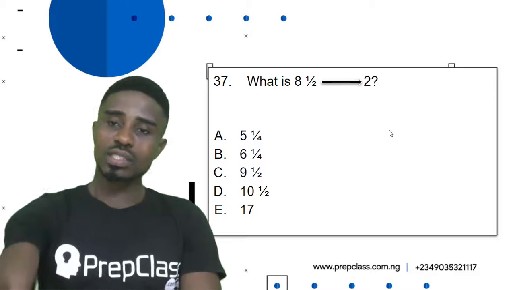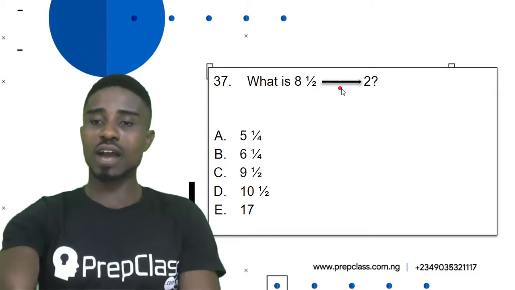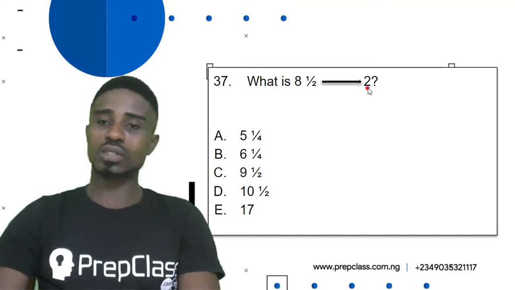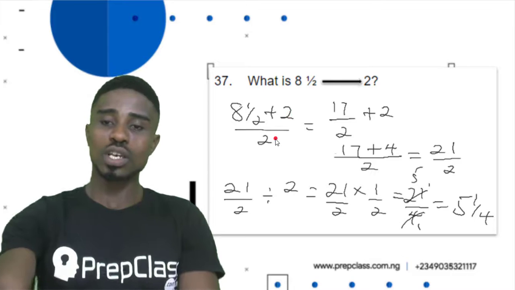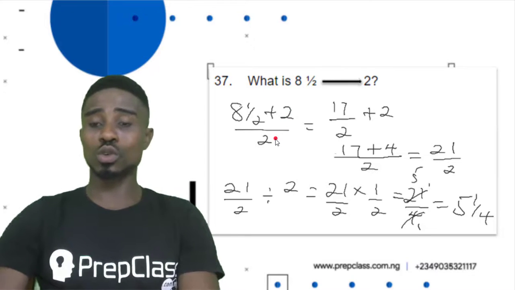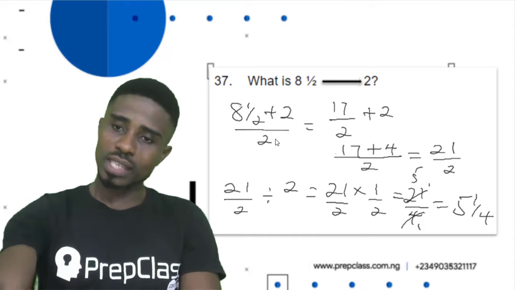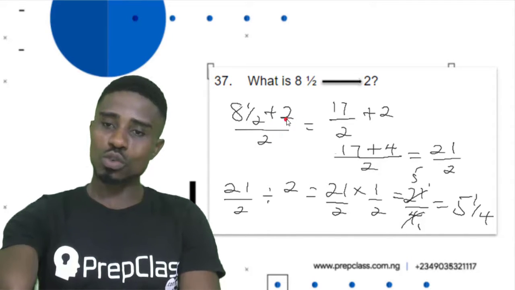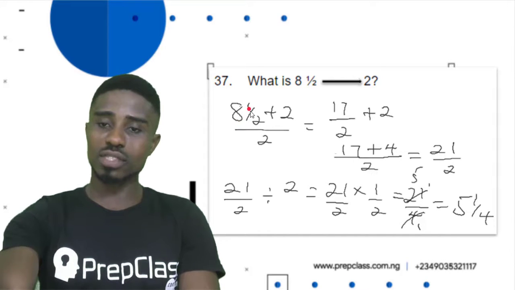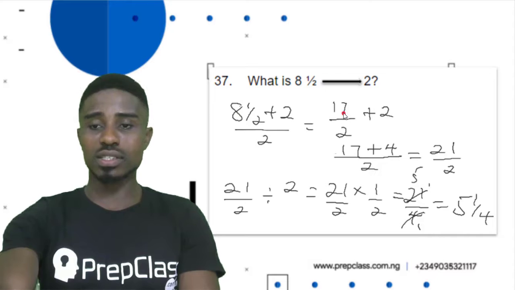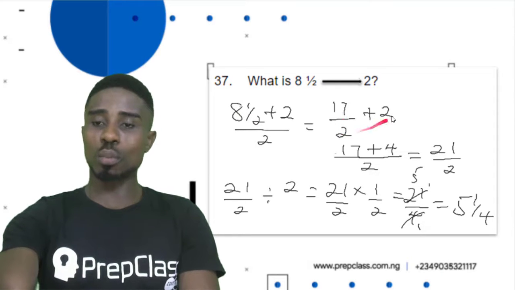Question 37. It says, what is 8.5 and an arrow pointing to 2? Let's see how to get it done. So it is 8.5 plus 2 over 2. This is exactly what we understood from our sample. So first we need to resolve the numerator since it's a fraction. 8.5 will be 17 over 2. How did we get 17? 2 times 8 is 16, 16 plus 1 is 17 over 2. So 8.5 is the same thing as 17 over 2. So 17 over 2 plus 2.